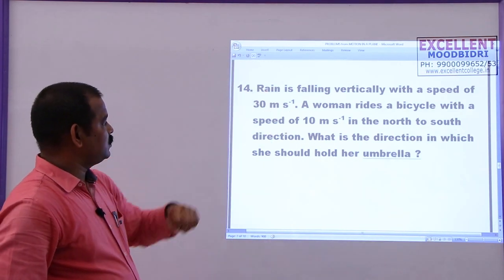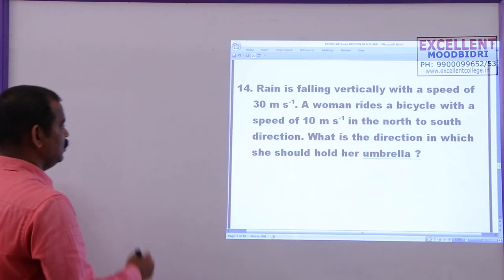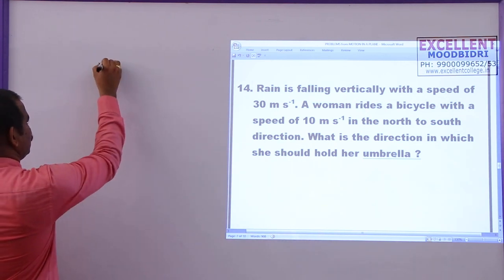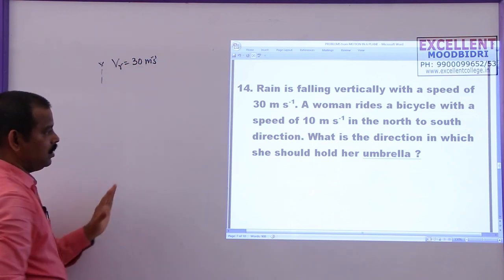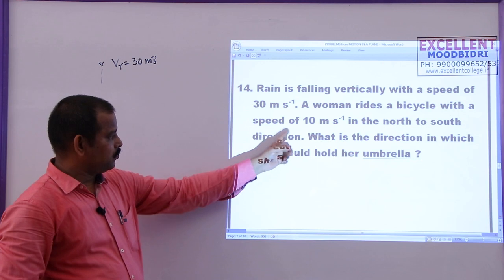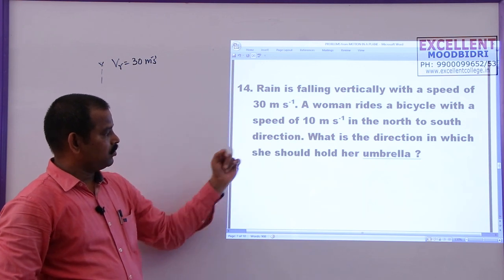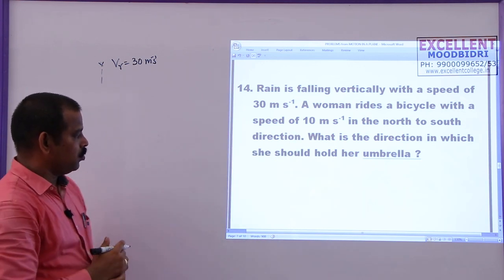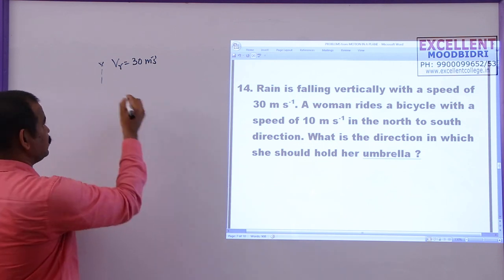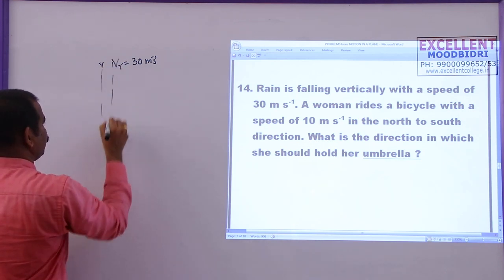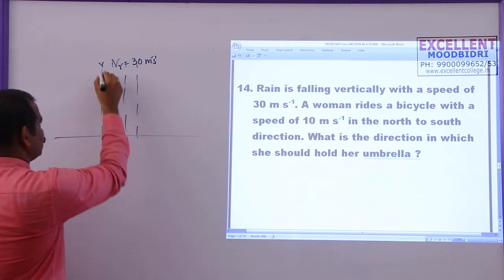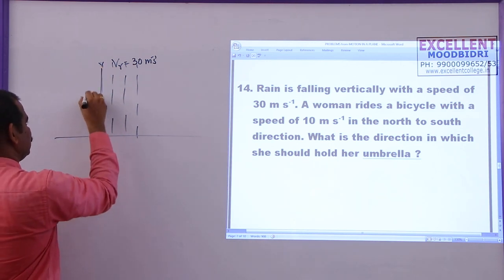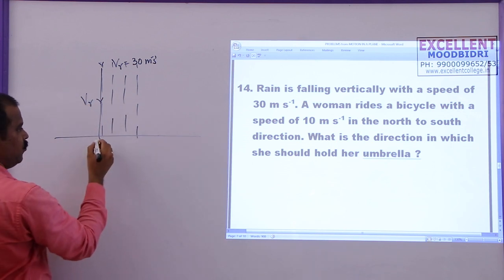14. Rain is falling vertically with a speed of 30 meter per second. So rain is falling with a velocity V rain equal to 30 meter per second. A woman rides a bicycle with a speed of 10 in north to south direction. What is the direction in which she should hold her umbrella? Here rain is falling vertically down. Already we discussed this problem in a theory class. So this is the velocity of rain. So let me take it as VR.